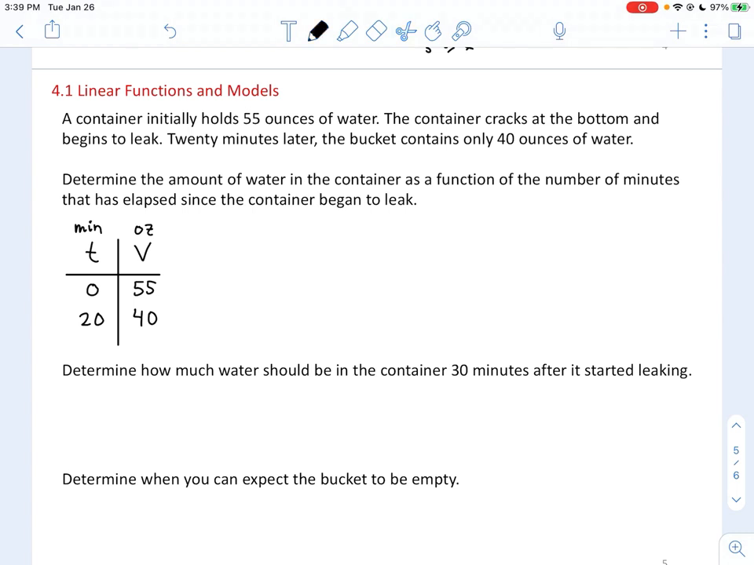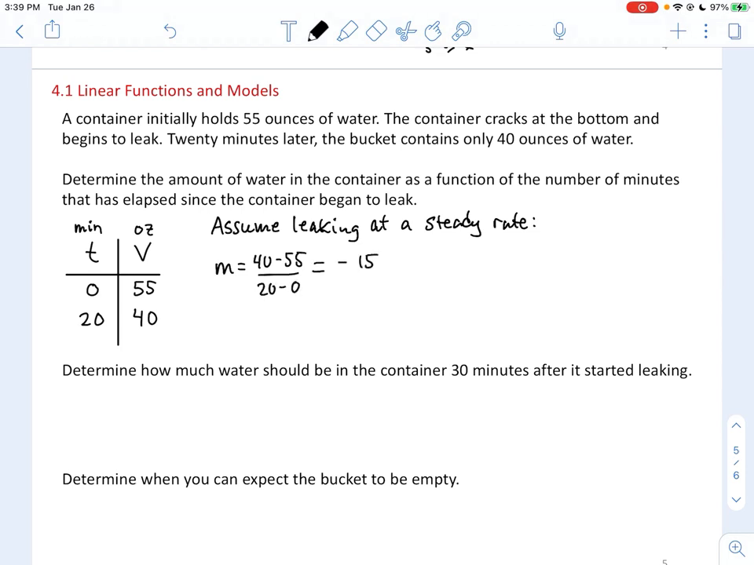And so we're going to assume that it's leaking at a steady rate. To figure out that rate is to find the slope of the line that will connect these 2 points. So we're going to find the slope. We do change in v, so we do the 40 minus the 55, or I do v2 minus v1 over t2 minus t1. So in other words, we lost 15 ounces in the span of 20 minutes.